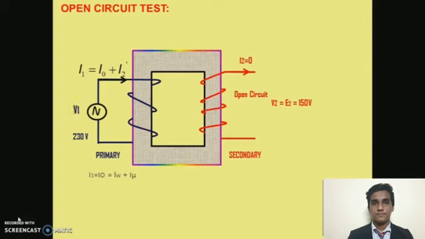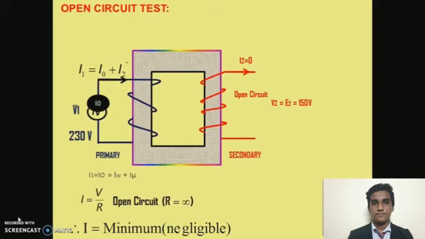This current is very small. A very small amount of current, that is I0, is flowing in the primary winding, and there is no current flowing in the secondary winding. It means that the current flowing in the transformer is negligible. There are two types of losses in a transformer, that is iron losses and copper losses. As a negligible amount of current flows in the transformer during the open circuit test, we neglect the copper losses. So copper losses in the open circuit test are negligible.